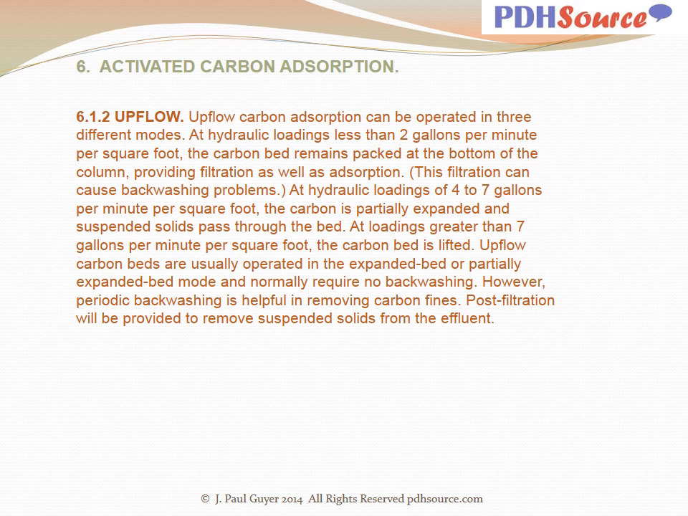Upflow carbon adsorption can be operated in 3 different modes. At hydraulic loadings less than 2 gallons per minute per square foot, the carbon bed remains packed at the bottom of the column, providing filtration as well as adsorption. This filtration can cause backwashing problems. At hydraulic loadings of 4 to 7 gallons per minute per square foot, the carbon is partially expanded and suspended solids pass through the bed. At loadings greater than 7 gallons per minute per square foot, the carbon bed is lifted.